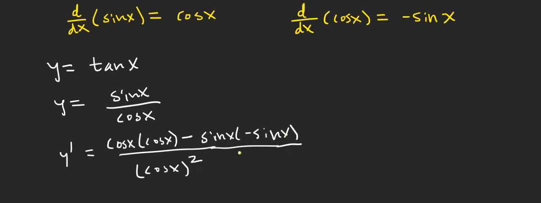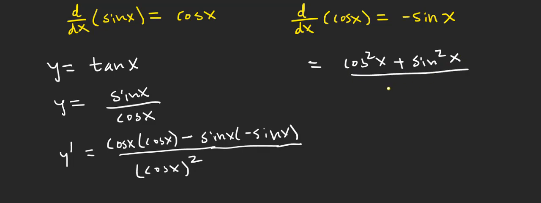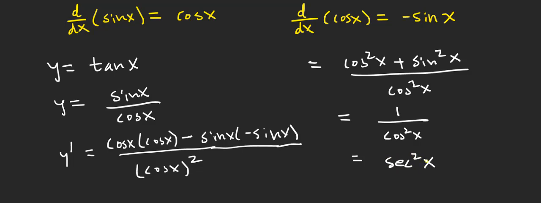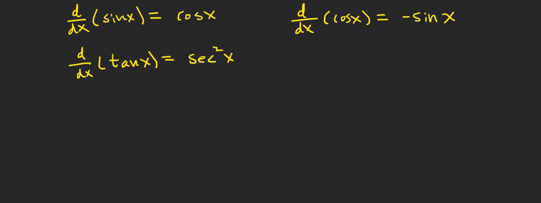So what do you get? You get cosine square x plus sine square x over cosine square x. And you know that from trig, that's 1. It's 1 over cosine square x. And what is 1 over cosine square x? That is secant square x. So we could say that the derivative of tangent x is secant square x. So we have derivative of tangent x equals secant square x.